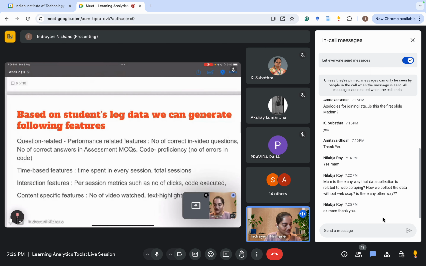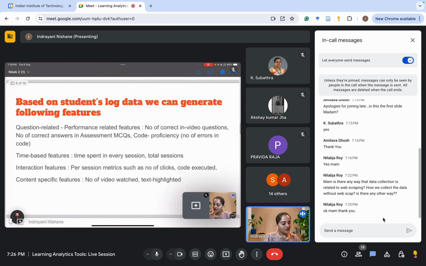So in both ways. Okay, now based on students' log data, here are some examples. I was talking about feature generation, which may be confusing for first-time listeners, so for them I have listed a few examples here. Based on students' log data, we will be mainly talking about log data only.